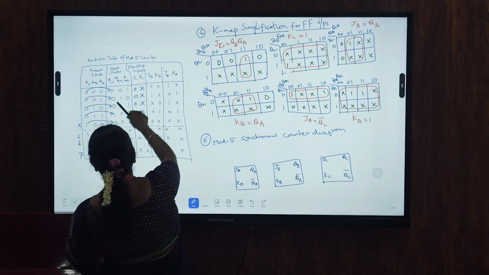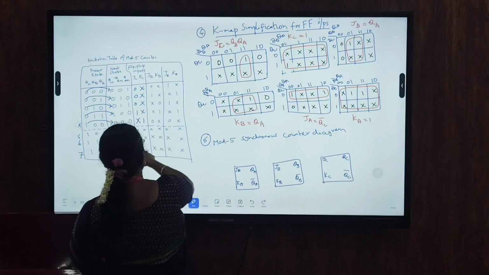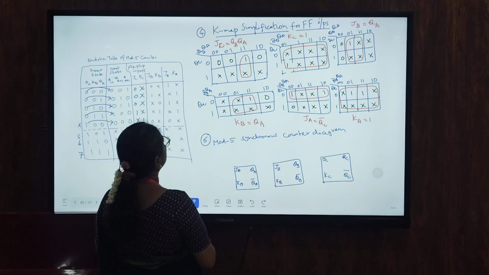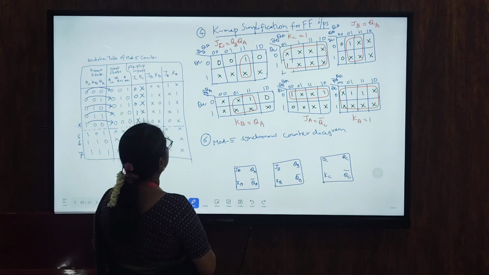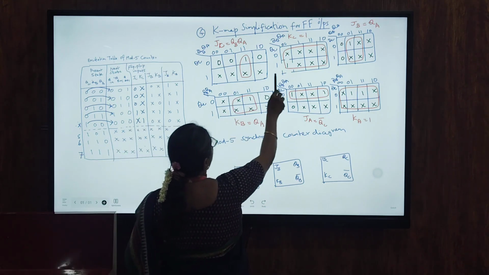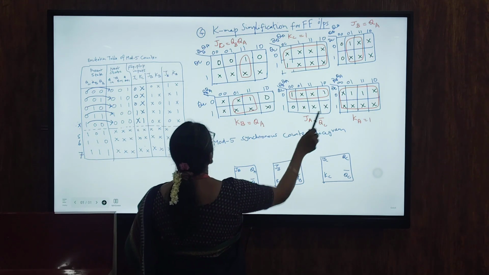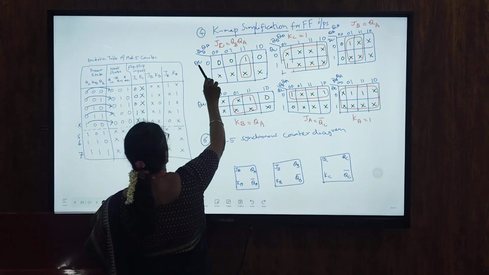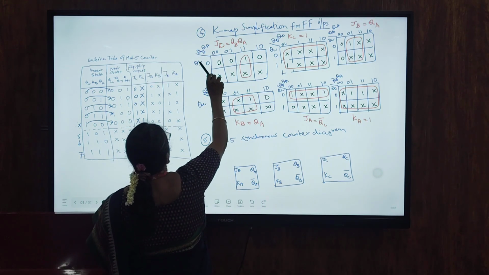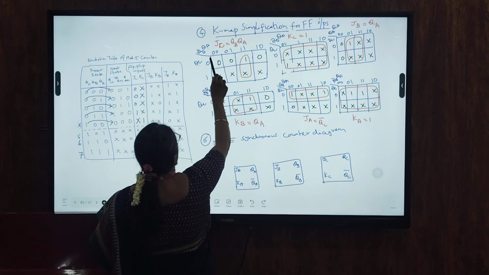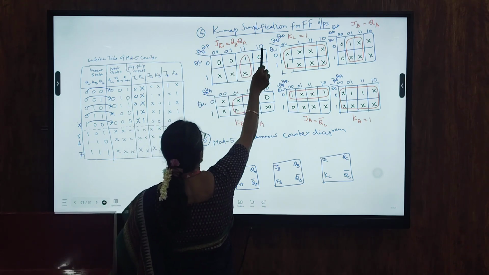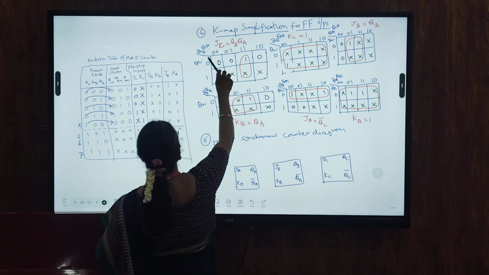And here we have a 3-variable function. So you have to draw 6 three-variable K-maps, and here I have drawn 6 three-variable K-maps. The outputs here are QC, QB, QA, and these are 0, 1, 0, 0, 0, 1, 1, 1 and 1, 0. Actually this indicates the inputs.